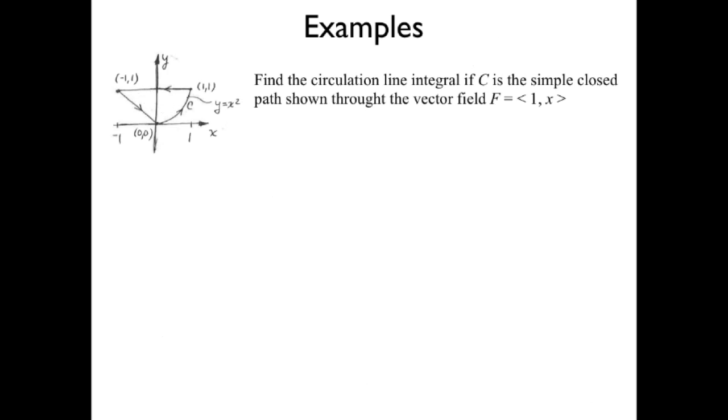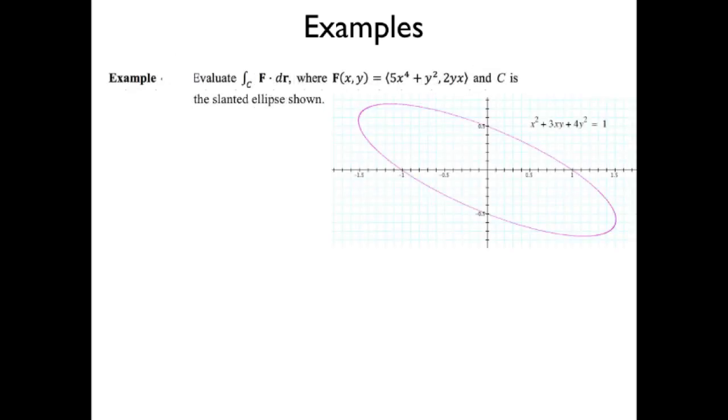Okay, another example. Here's the ellipse x squared plus 3xy plus 4y squared equals 1. So I want to use Green's theorem to evaluate the line integral around that, if the vector field is 5x to the fourth plus y squared, 2yx. So I want to know what this line integral is.